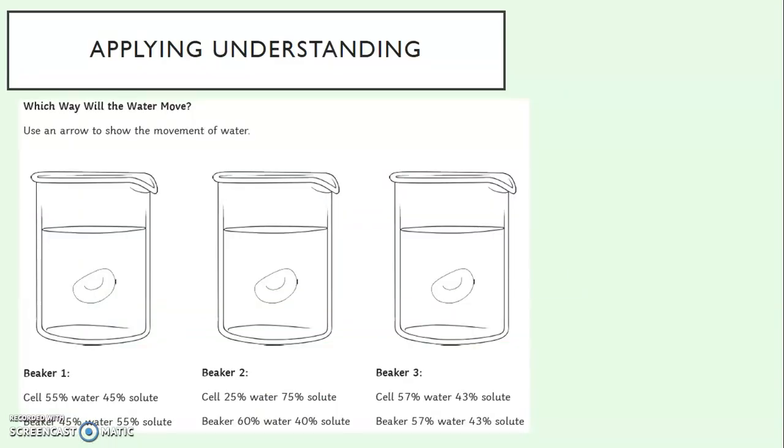Okay, so next thing, just to apply our understanding, what I would like you to do is just on each beaker, have a think about it, work out which way the water will move and use an arrow. So in beaker 1, inside the cell, you've got 55% water and 45% solute. And then in the beaker, it's 45% water and 55% solute. So work out in each one, which way will the water move? Into the cell, out of the cell, or will it be the same?